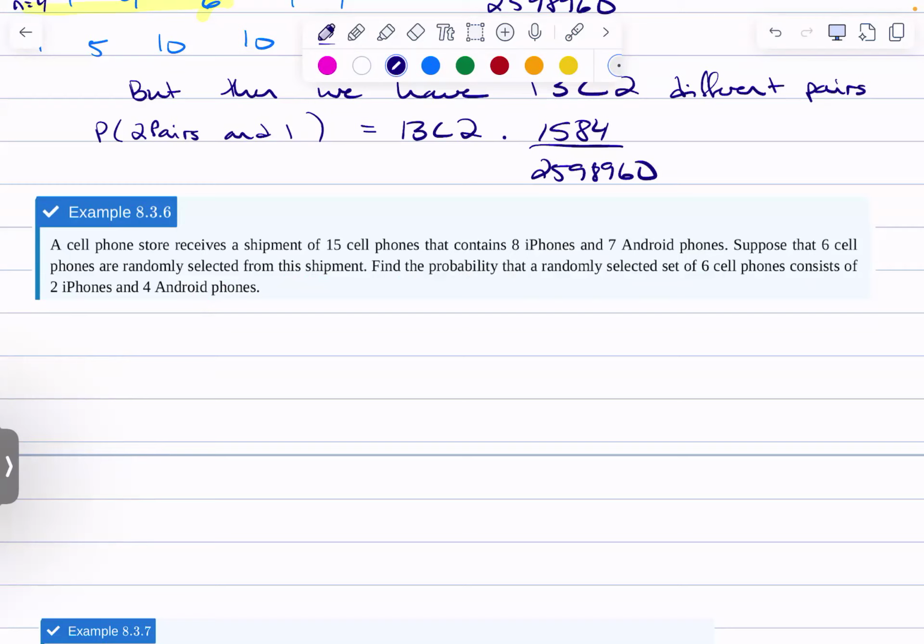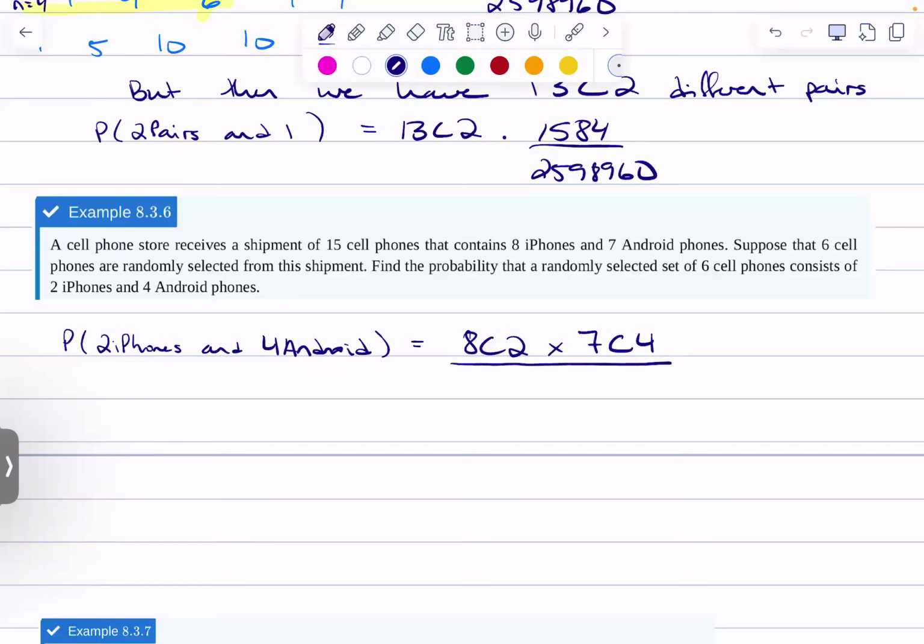I know that I need the probability of 2 iPhones and 4 Android. I also know that out of 8 iPhones, I am picking 2 of those. 8 choose 2. And so I multiply. Out of the 7 Android phones, I'm choosing 4 of those. Feels good to be back on solid land.